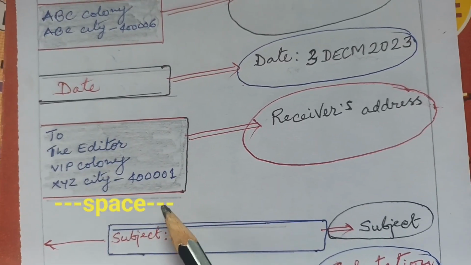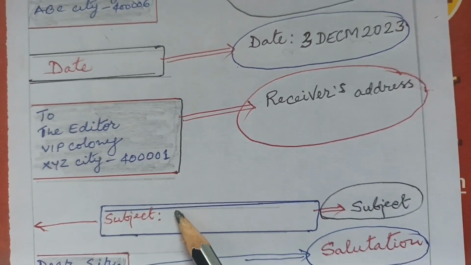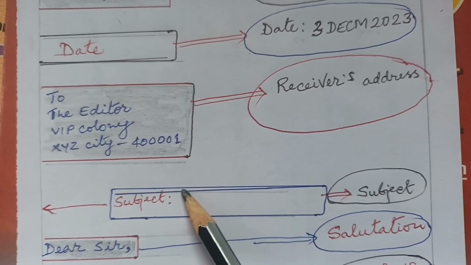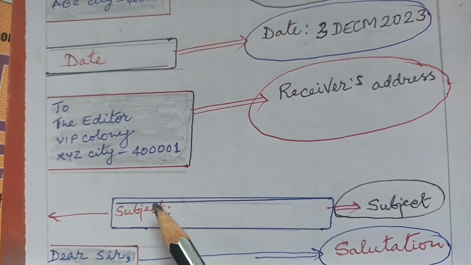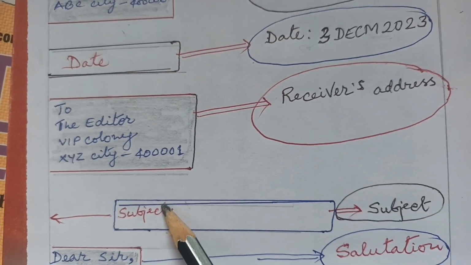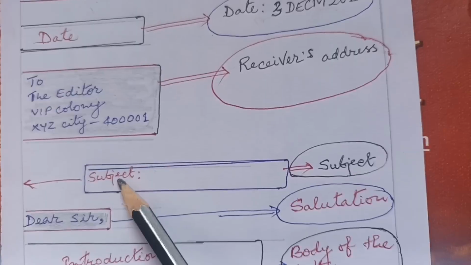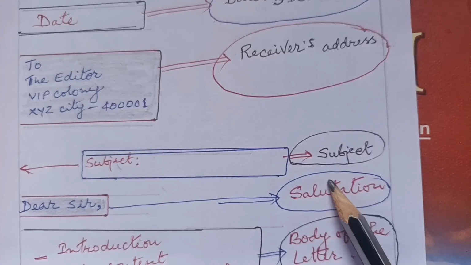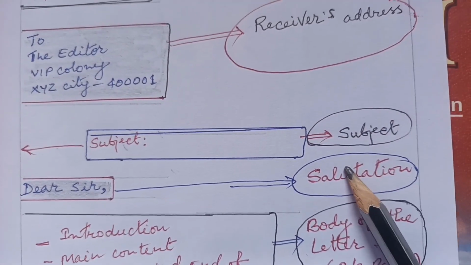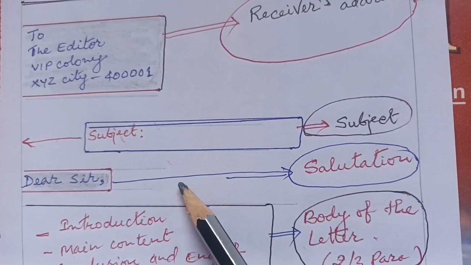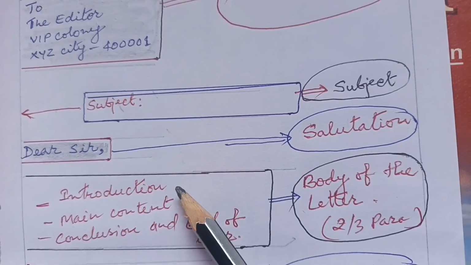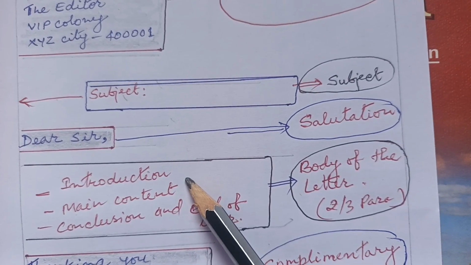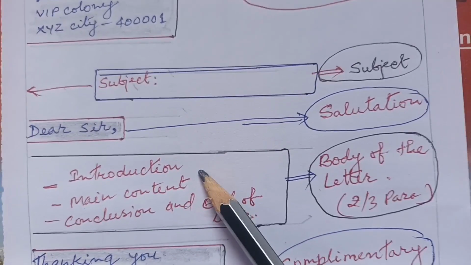Then leave one line of space, then write the subject. And the subject you can make out from the question itself. You can write the subject a little bit after giving a space, otherwise you can directly write from here. Then leave one line of space and then write the salutation. Mostly you write Dear Sir or Dear Madam. Then you start writing the letter, and that will be the body of the letter. It should be at least 2 or 3 paragraphs.